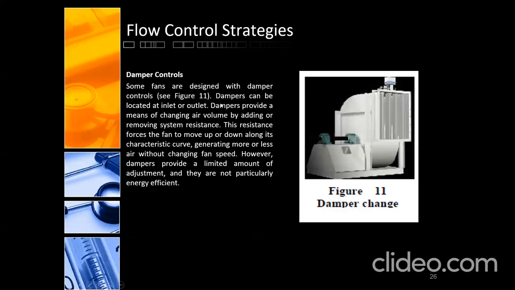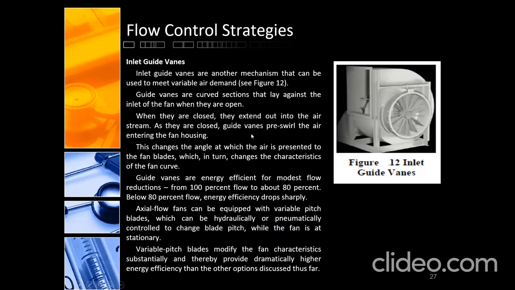Damper control. Some fans are designed with damper control. See figure 11. Ito, damper. Magbubukas sa rayan. Dampers can be located at inlet or outlet. Mayroong inlet na damper. Dampers provide a means of changing air volume by adding or removing system resistance. This resistance forces the fan to move up or down along its characteristic curve, generating more or less air without changing the fan speed. However, dampers provide a limited amount of adjustment, and they are not particularly energy efficient. Tumataas yung horsepower.